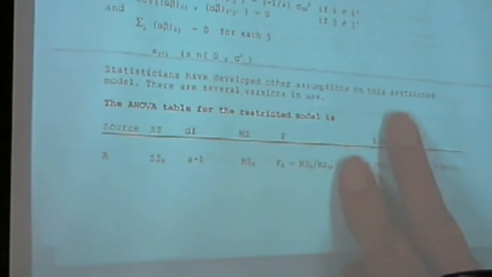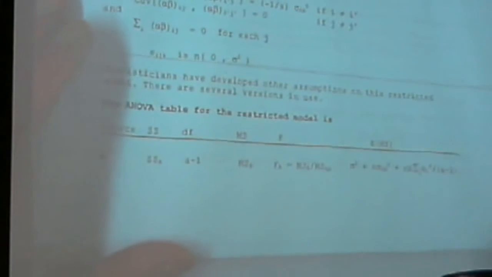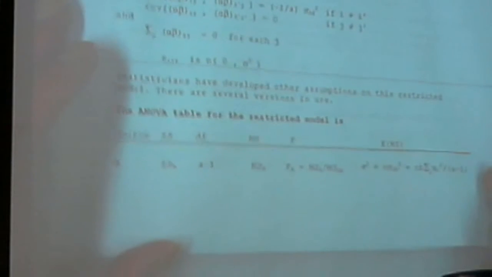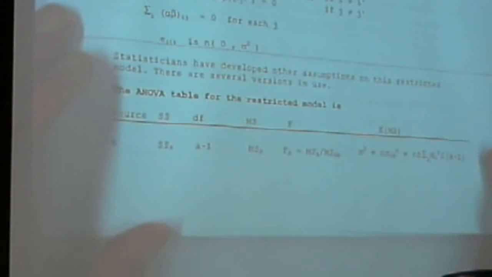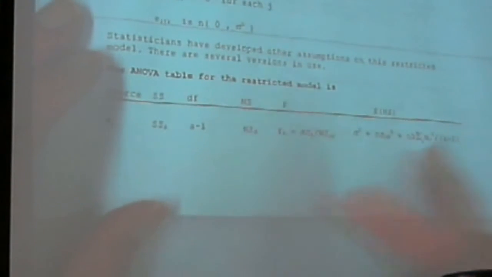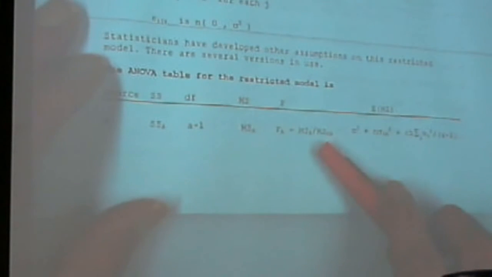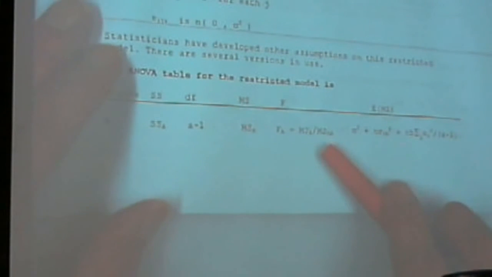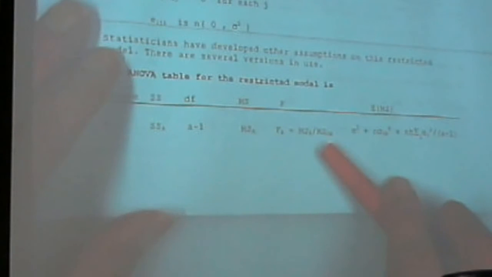Now, I wish this hadn't split across the bottom of the page here, but we start with an ANOVA table for the restricted model. The first thing you see at the bottom of the page is a line for A: sum of squares, degrees of freedom, mean square, F statistic. Notice that the denominator is mean square AB.